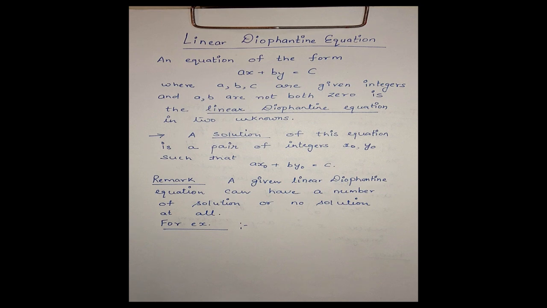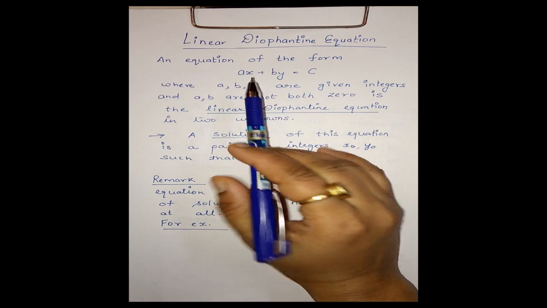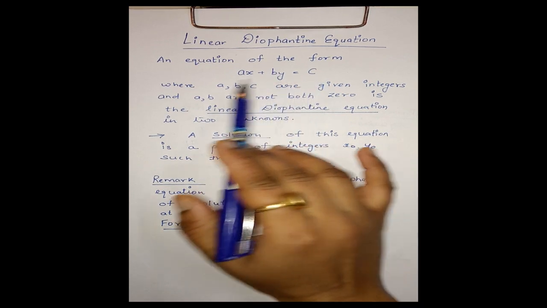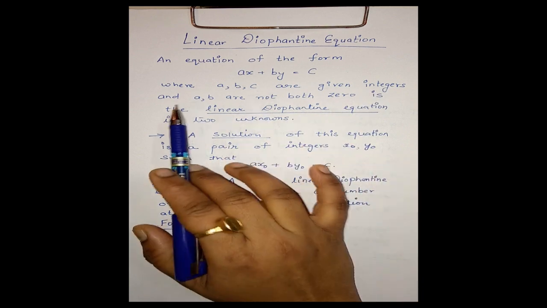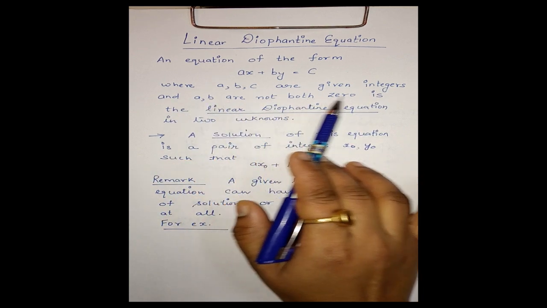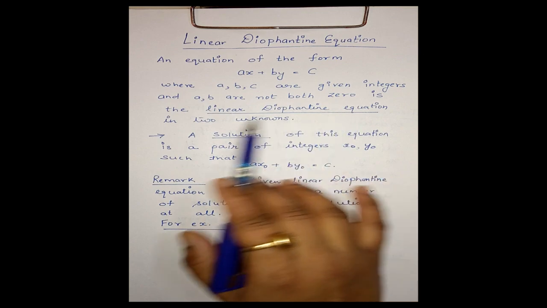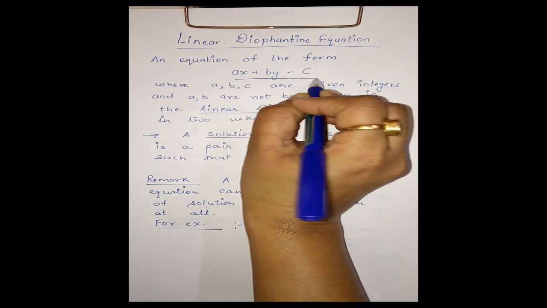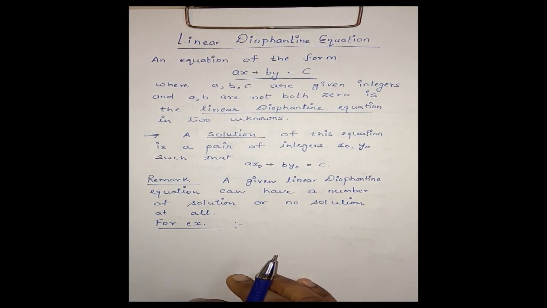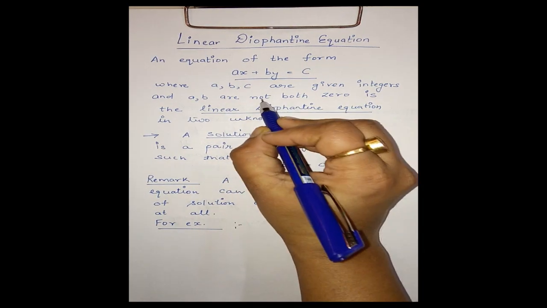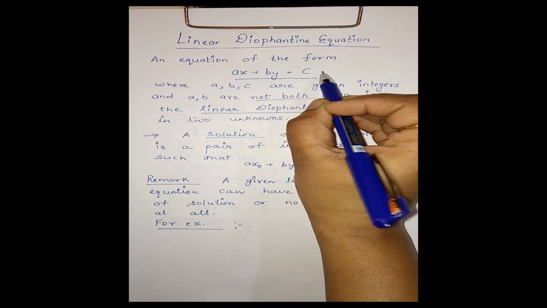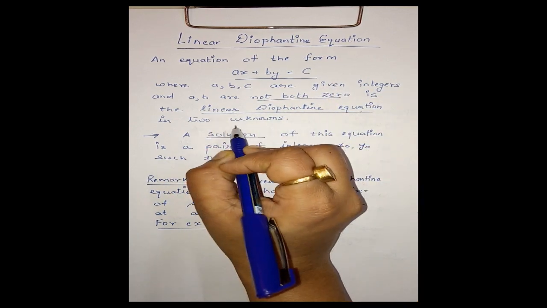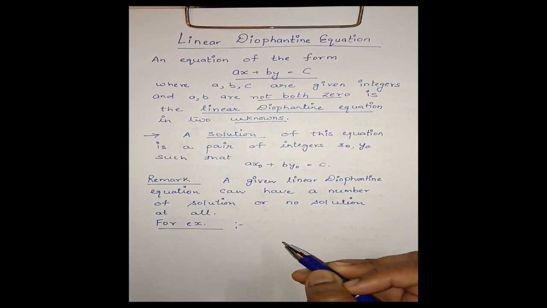Hello friends, in this video I'm going to discuss the linear Diophantine equation. An equation of the form ax plus by is equal to c, where a, b, c are given integers and a and b are not both 0, is the linear Diophantine equation in two unknowns x and y. Means any equation of this form, where a, b and c are given integers such that a and b are not both 0, then this type of equation is a linear Diophantine equation in two unknowns x and y.